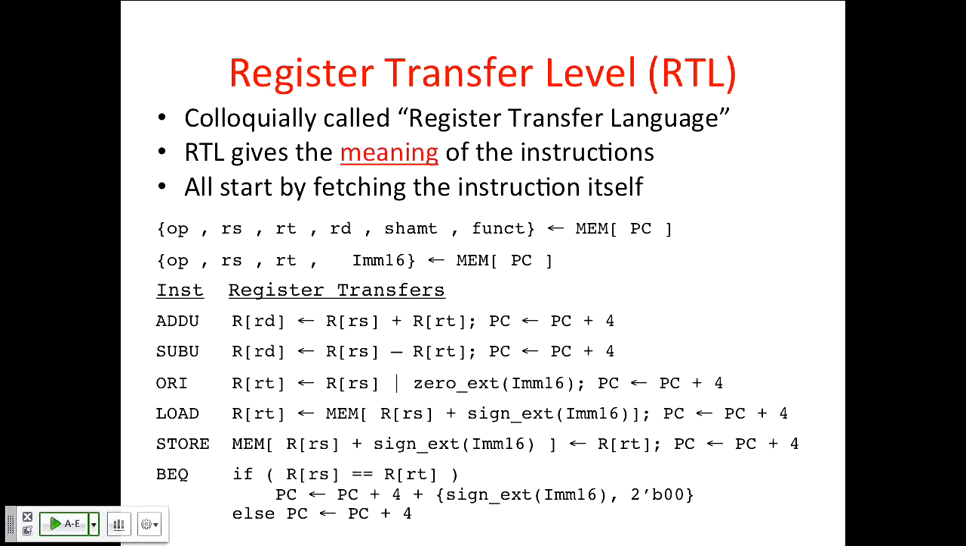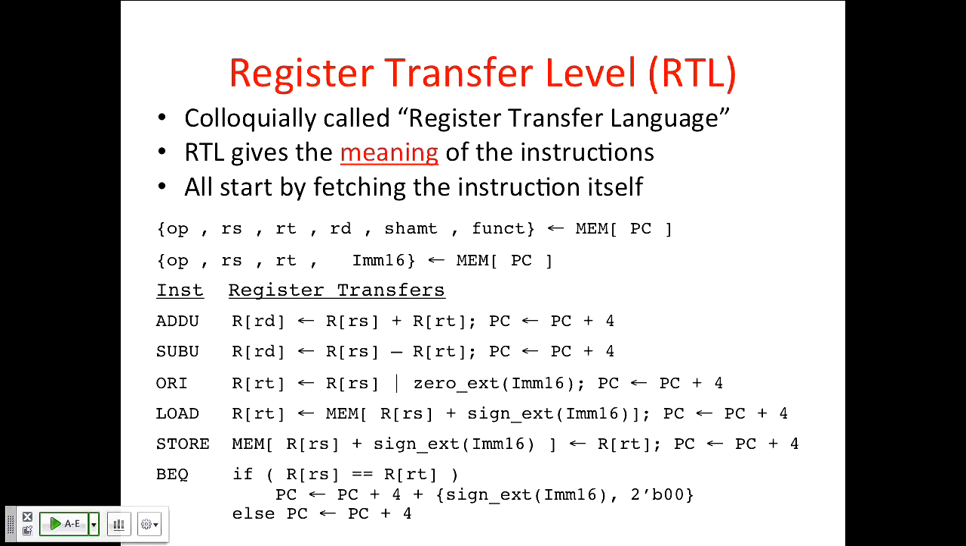For example, an ADDU instruction: what is that? Well, the register at the RD field gets the sum of the register at the RS field and the register at the RT field added together. And you also increment the PC by 4. So we're trying to write down the total effect of each instruction in terms of its impact on these values inside the machine. That's this RTL level specification of the instruction set.